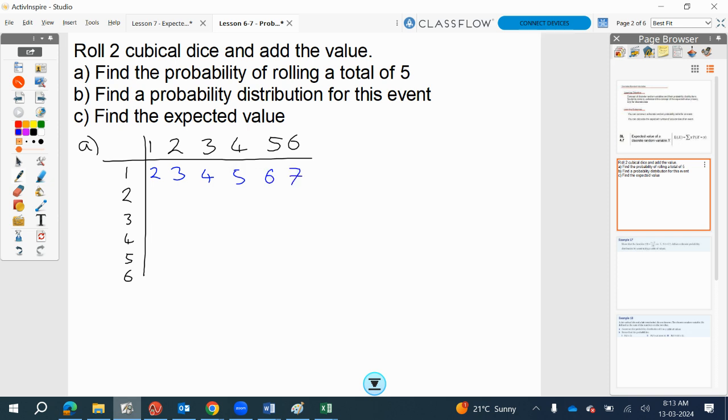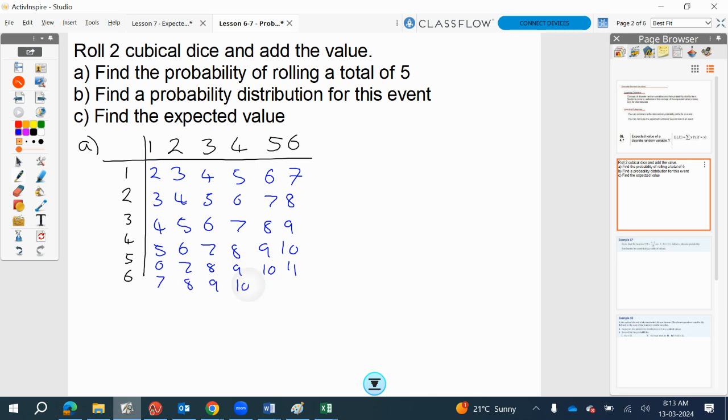You see a pattern, 2, 3, 4, 5, 6. So 1 and 2 is 3, it's going to be 4, 5, 6, 7, 8. This one's going to be 4, 5, 6, 7, 8, 9. This one's going to be 5, 6, 7, 8, 9, 10. Then we've got 6, 7, 8, 9, 10, 11. Lastly, we go 7, 8, 9, 10, 11, 12. This is called an outcomes diagram.